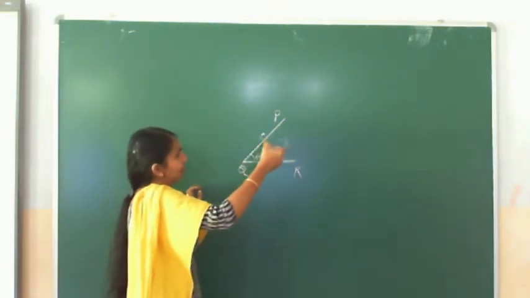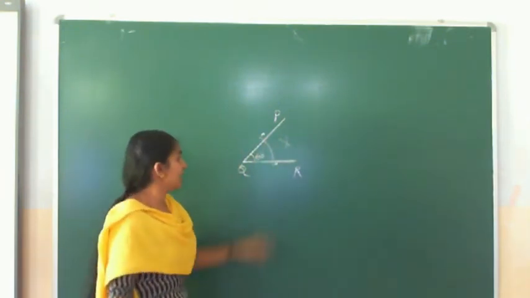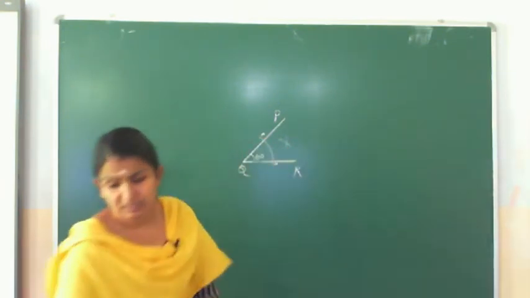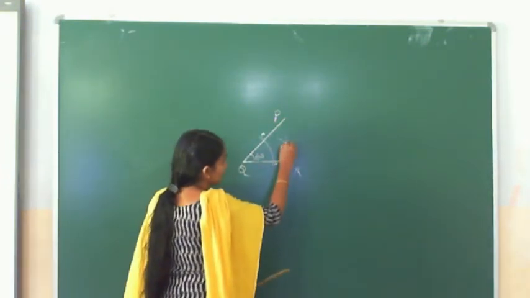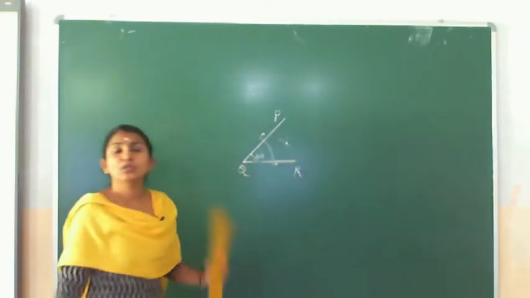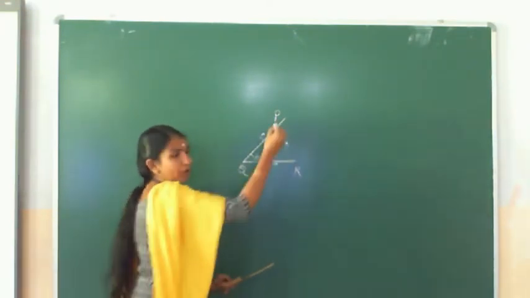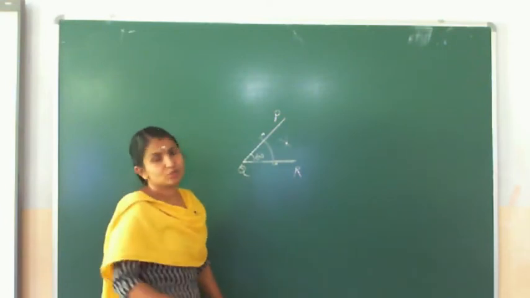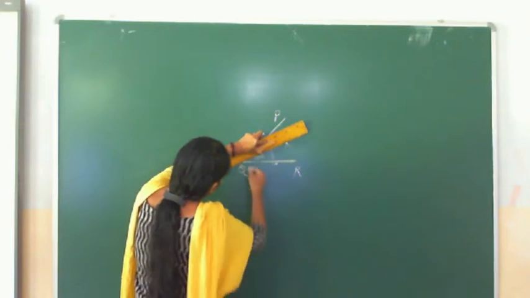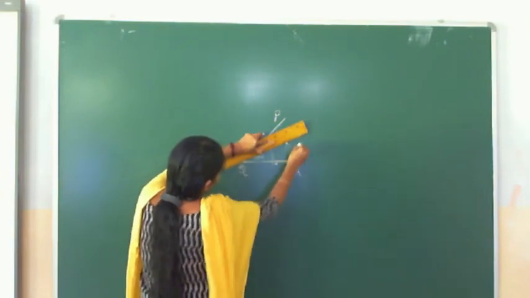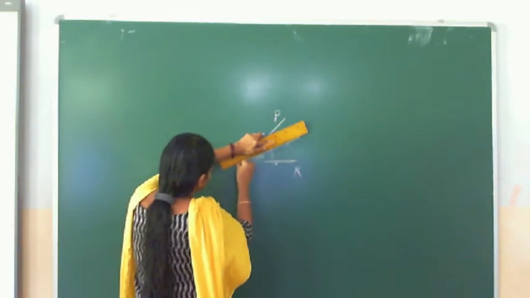Keep it in your mind that M and N, that arc should be the same length. Okay, so we just did. Now, this meeting point, just mark. Now, with your scale, from Q to this point, we have to join with a straight line. Just join this one with a straight line.